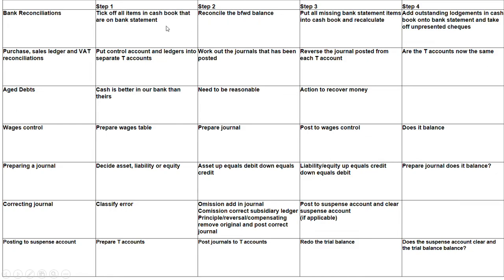Tick off all the items in the cash book and the bank statement at the start. Reconcile our brought forward balances. Will you miss out that step though and leave an item in the bank statement that should also have been ticked off? I then put all the missing items in the bank statement into the cash book, recalculate my cash book, and only then do I do my bank reconciliation of adding my outstanding lodgements to my bank statement figure and taking off my unpresented checks. Do my figures then balance? Okay, so there was definitely a technique there.